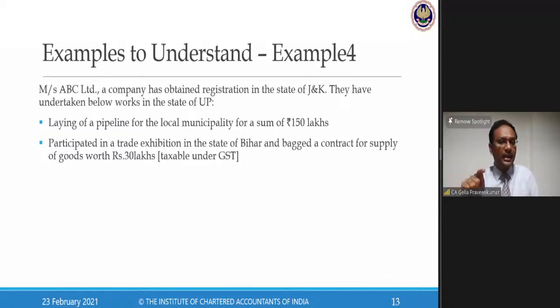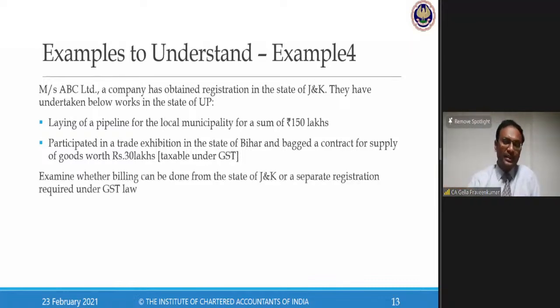Now, please keep in mind, this is a multifaceted question. Can I register in the state of Jammu and Kashmir? Can I charge GST from Jammu and Kashmir? No. Should I register in the state of Bihar, then charge GST on this particular amount? This is what they're asking. These are the couple of questions which we need to keep in mind before we understand our concept of registration.